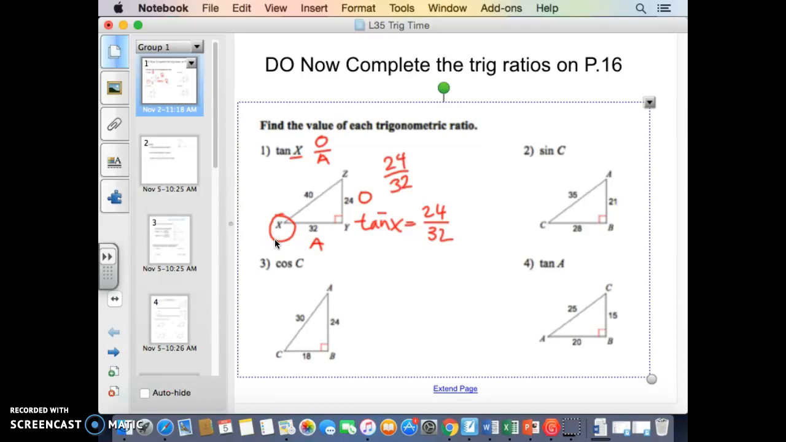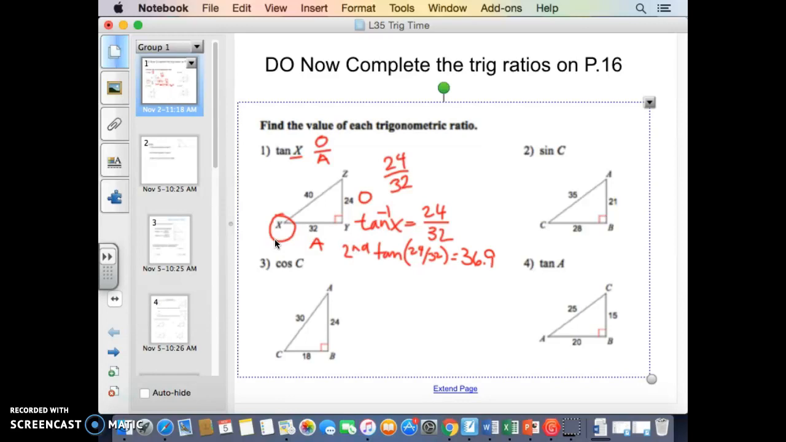So you have to do tan -1. Okay, so it's second tan, and then you type in 24 divided by 32, and then you hit enter and you should get about 36.7. I'm sorry, 36.9, which is about 37 degrees.